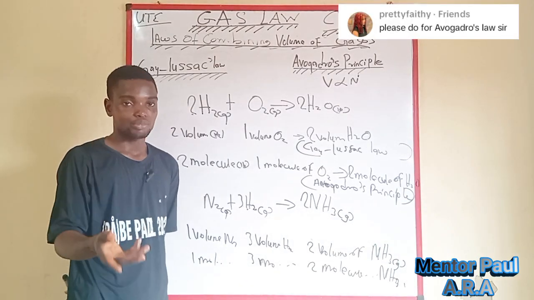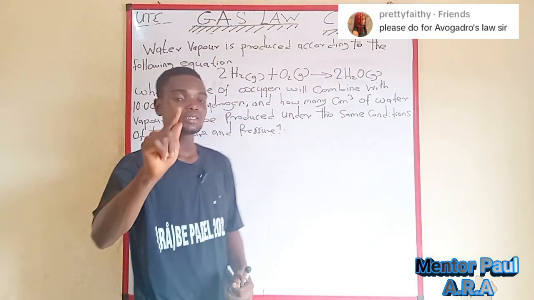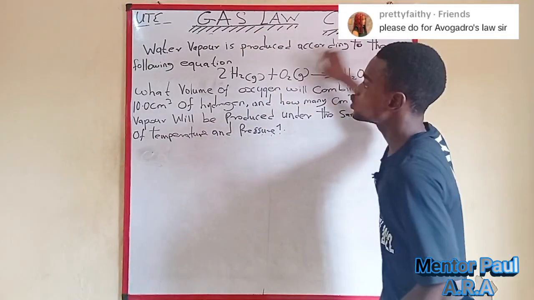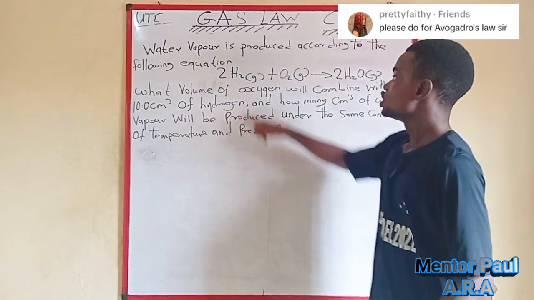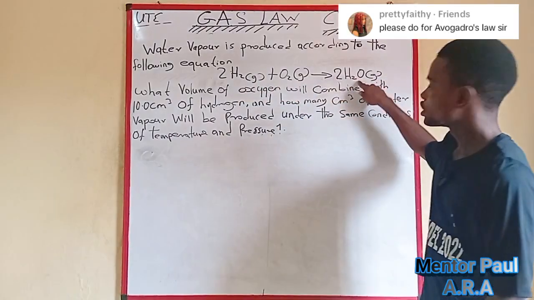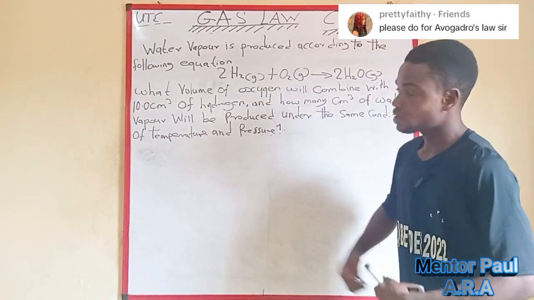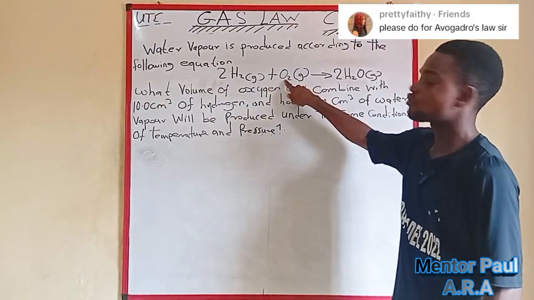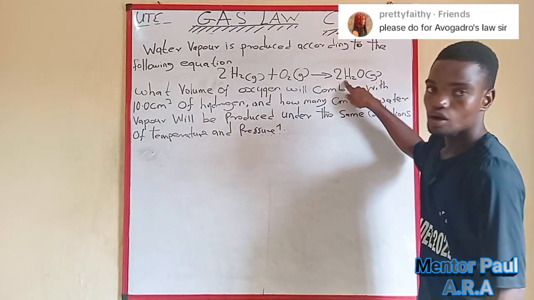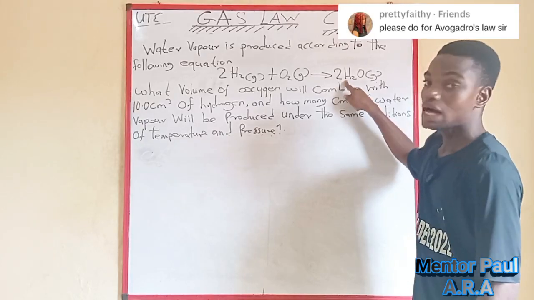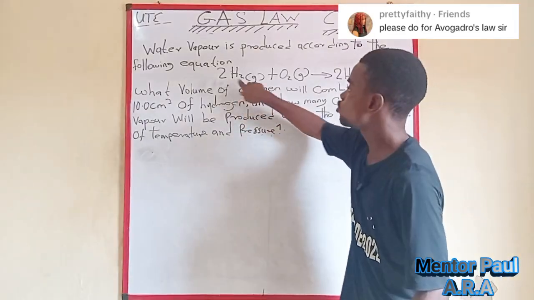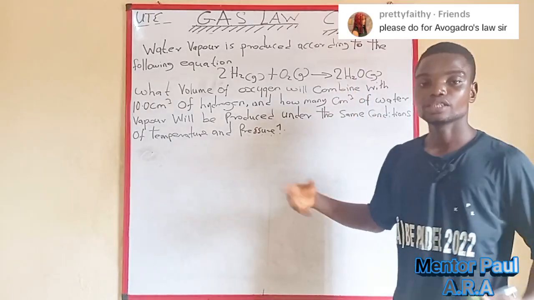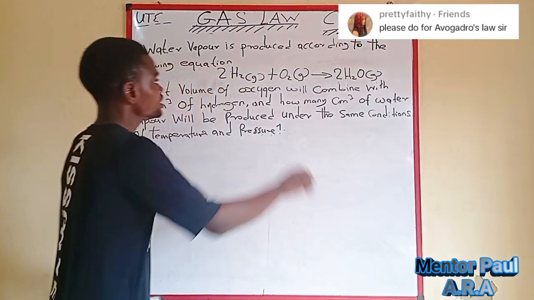Just let's look at an example. In this first question, please listen very well. We have that water vapor is produced according to the following equation. You have this, and to give you this. Remember how to pronounce it. Now, according to Gay-Lussac law, we say 2 volumes of hydrogen plus 1 volume of oxygen gives us 2 volumes of vapor. Or according to Avogadro, we say 2 molecules of this plus 1 molecule of this will give us 2 molecules of water vapor. This is still the same thing.